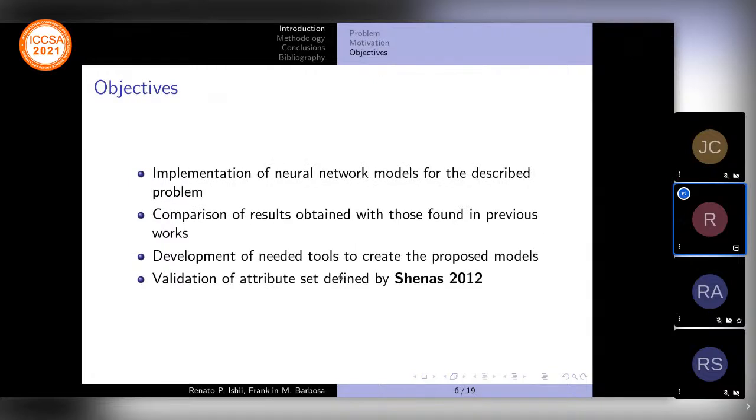Our objectives in this work are the implementation of neural network models to describe that problem and the comparison of the results obtained in our work with those found in previous work, basically the work defined by Chang et al. 2012, and the development of tools and a toolkit to create the proposed models and validate the attribute sets defined by Chang et al. 2012.